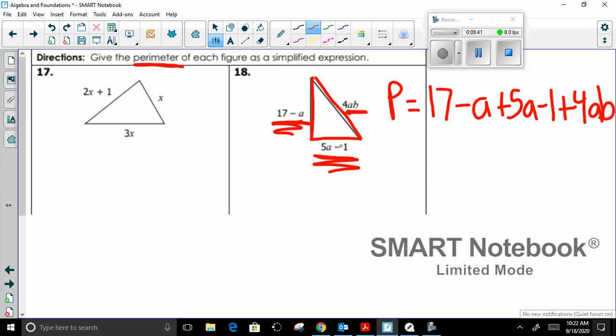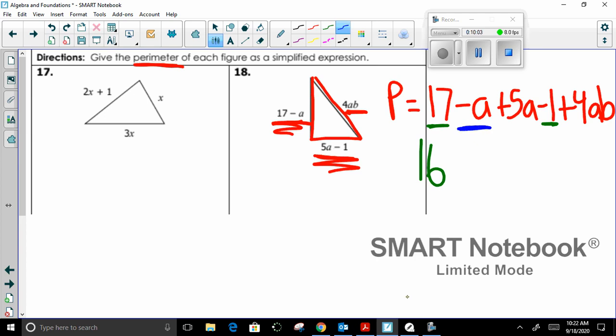And now I need to see if I can add. See if I have any like terms. This is a 17. That is a constant number. Do you see any other constant plain numbers? I do. I see a minus 1. What is 17 minus 1? It is 16. Good job.